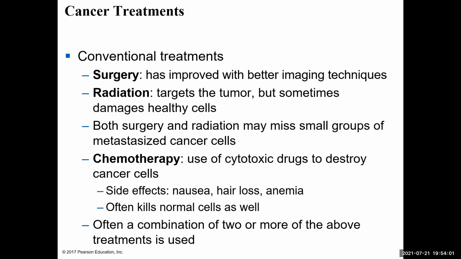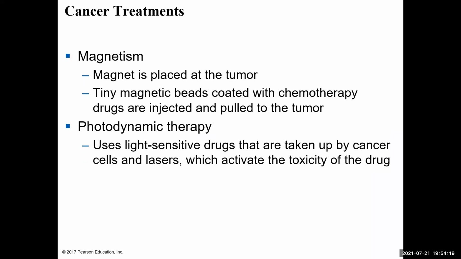Usually a combination of these treatments are used together. So for example, you could do surgery and chemotherapy, or you could do radiation and chemotherapy in order to treat cancer, again, depending on the stage and the type of cancer that a person may have. Magnetism is another interesting way to treat cancer, and it's basically where they put a magnet on the tumor, and then tiny magnetic beads that are coated with chemotherapy drugs that are in the body are then pulled to the tumor, and it helps apply the chemotherapy drugs to the tumor cells.